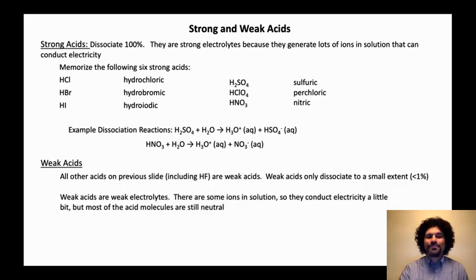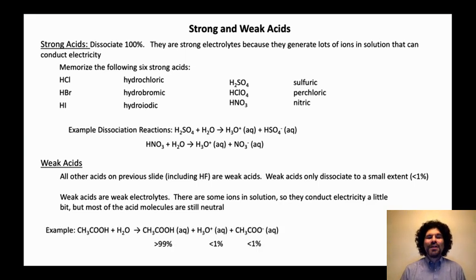Okay, so then all other acids on the previous slide, including HF, are weak acids. Weak acids only dissociate to a small extent. And when I say to a small extent, I mean less than 1%. And in some cases, much, much less than 1%. Weak acids are going to be weak electrolytes. There are some ions in solution, so they conduct the electricity a little bit, but most of the acid molecules are still neutral, and therefore you're not going to get much conduction of electricity.